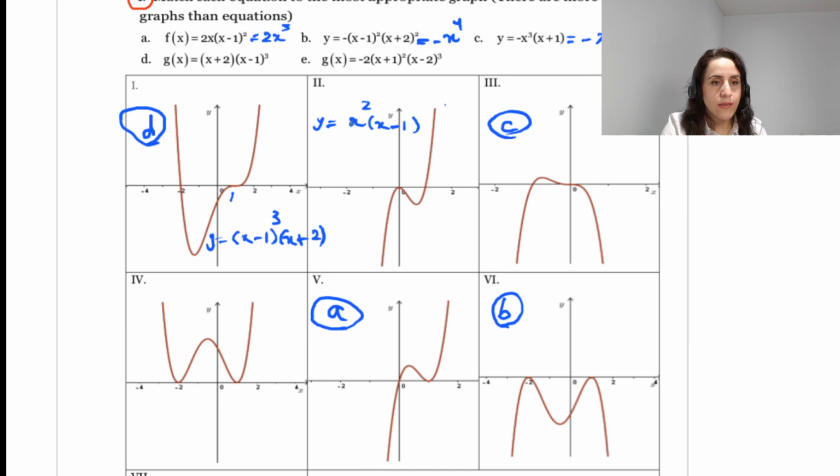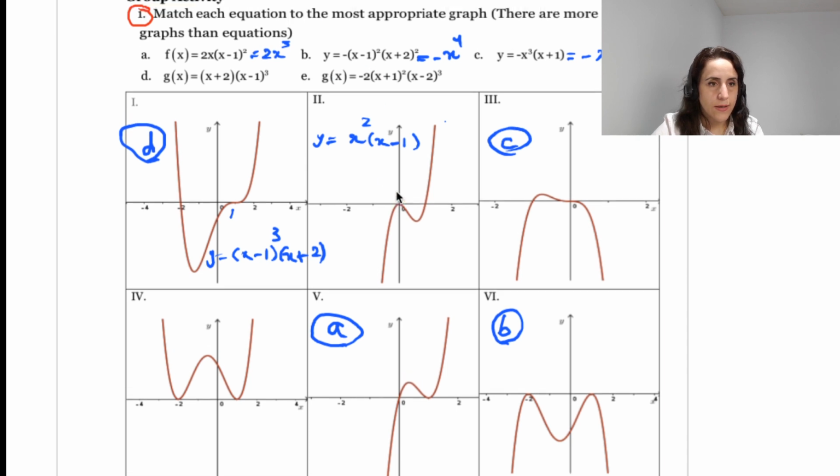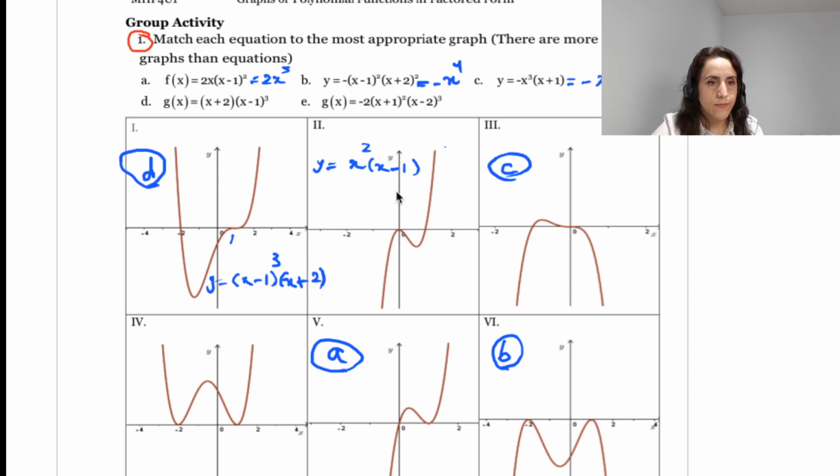When I'm checking the equations on the top, A, B, C, it looks like I have no equation matching this one. And as you read the question, there are more graphs than equations. Then here it's enough for us to write down just the equation.